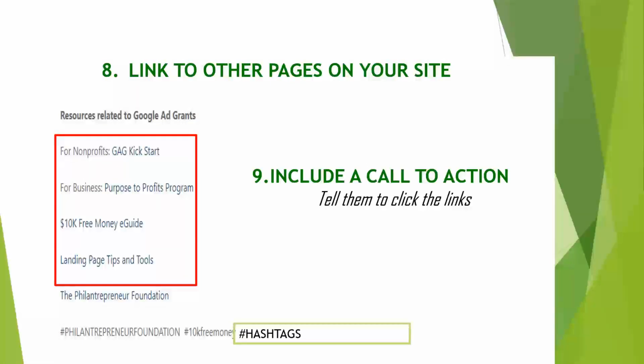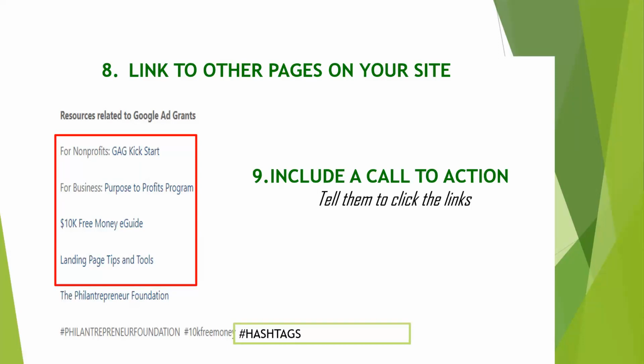And then 9, include a call to action. So even though I have these here, make sure you tell them to go click the links, or the way I have it listed here, resources related to Google Ad Grants. And so I'm telling you that these are additional resources that you might want to check out. I admit I could have been much clearer and said, go click or research these resources you need.